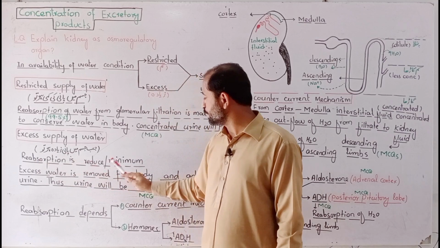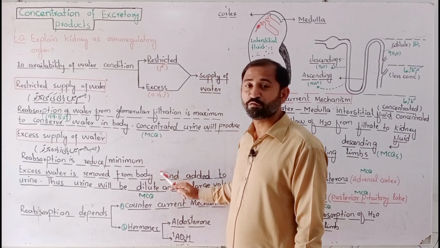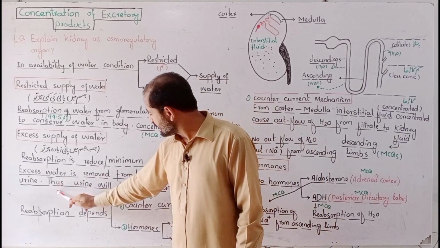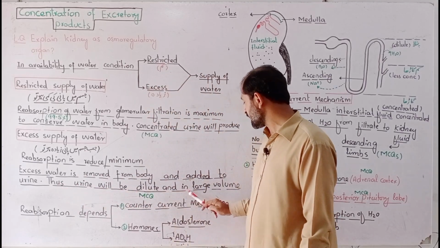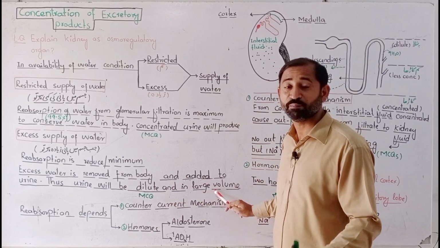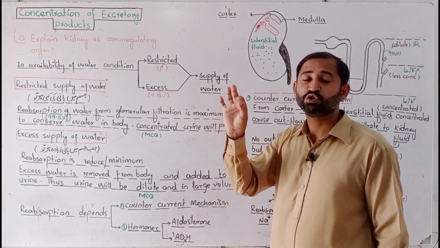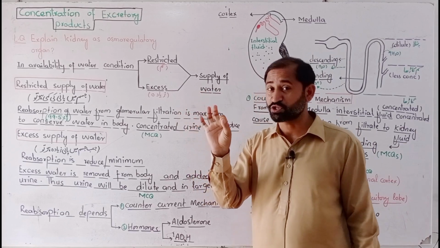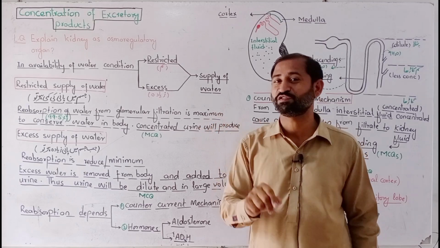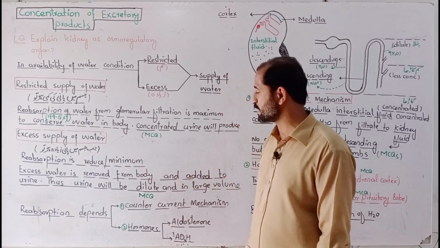Reabsorption is reduced to a minimum, and excess water is removed from the body along with urine. Thus, urine will be dilute and in large volume. Both these are MCQs: dilute and large in volume. When there is excess water in body fluid, number one, the urine produced will be dilute in concentration, and number two, the urine will be produced in large volume. Both these situations occur when the body is facing an excess supply of water.